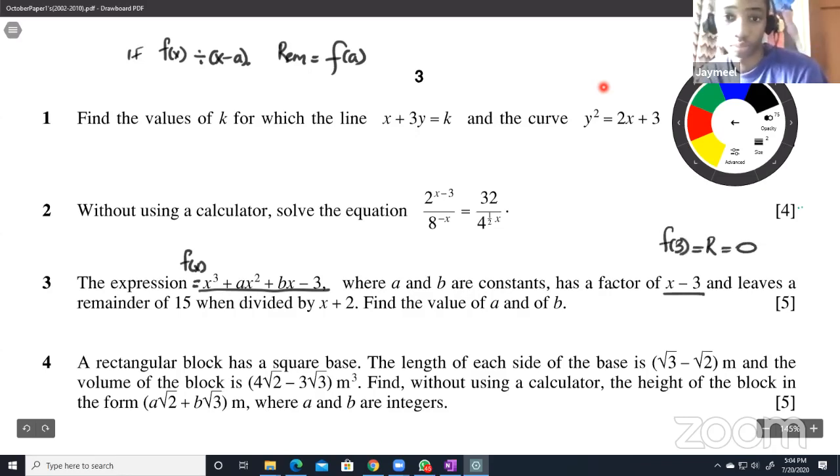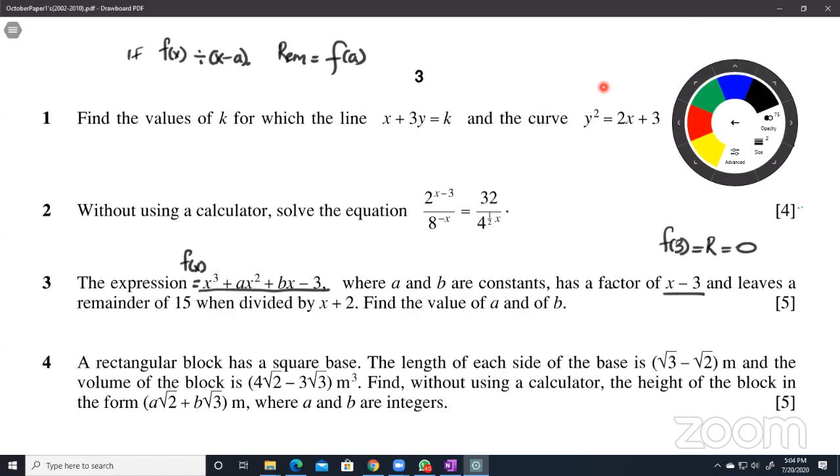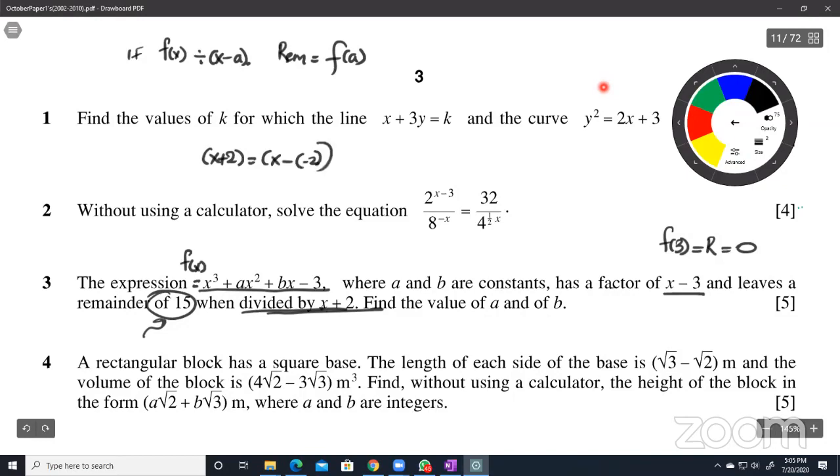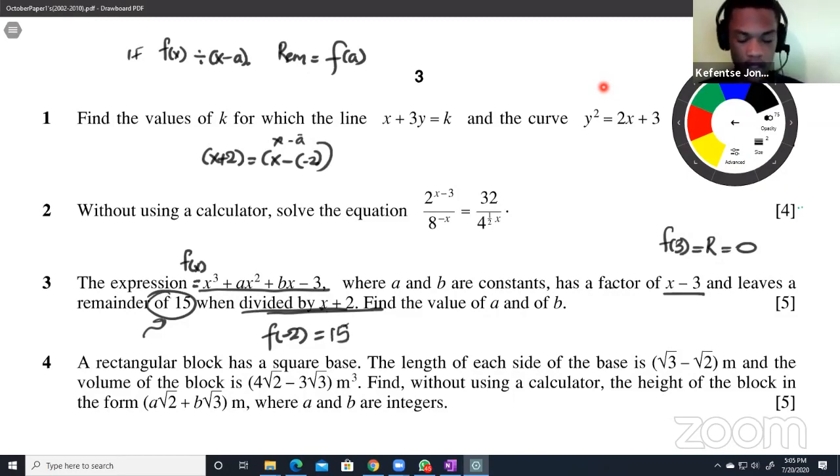Then I say when f of x is divided by x plus 2, the remainder is 15. Now the remainder is always f of a, and x plus 2 could be written as x take away negative 2. So this would be like x take away a now, where a is negative 2, and the remainder is always f of a. So therefore, f of minus 2 has to be equal to the remainder, which is 15. Make sense? Yes, sir.